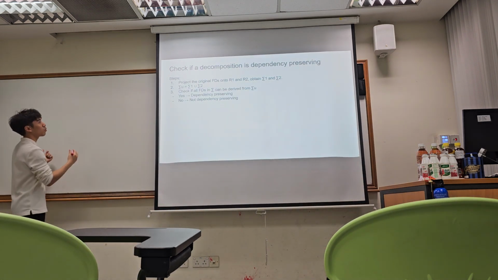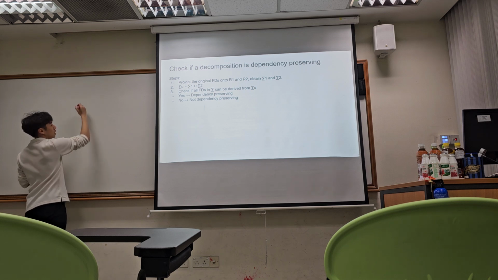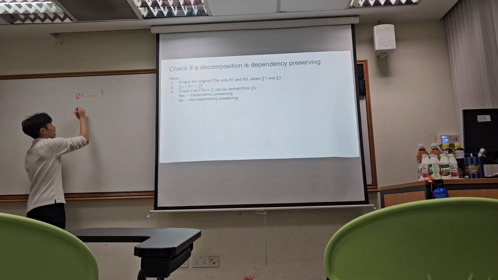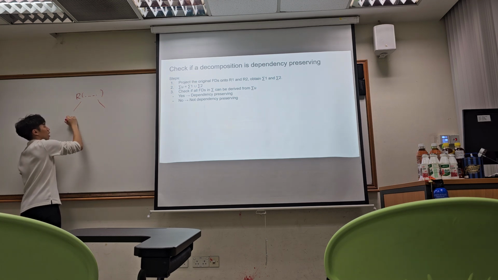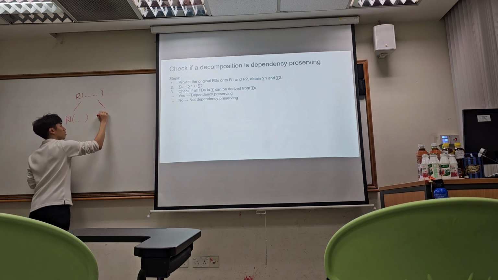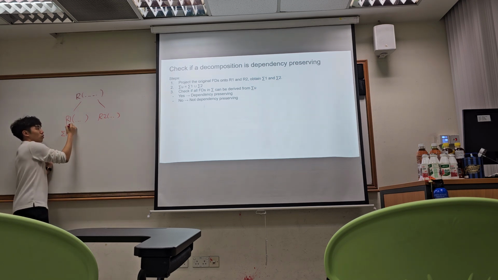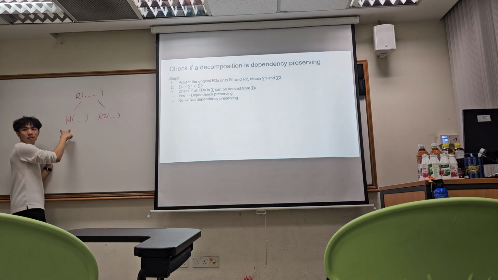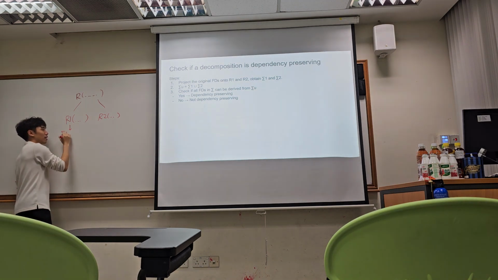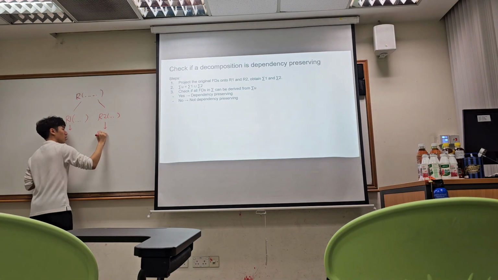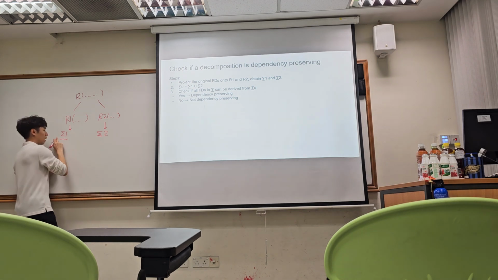I'll draw this out. Right now, a relation R is decomposed into 2 relations, R1 and R2. How do we obtain the functional dependency set for this one? Projection. Yes, correct. We project this and we get our new functional dependency set for this one. Same goes for this one. So we obtain these 2 now.